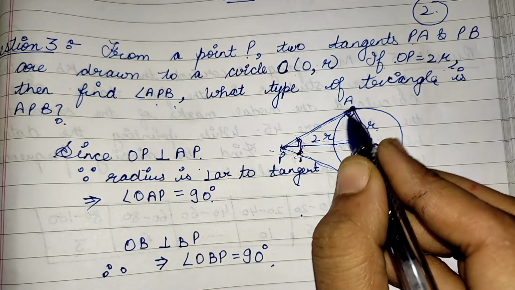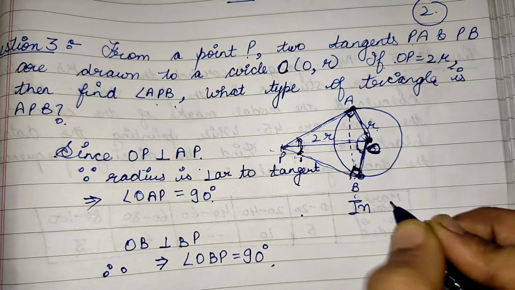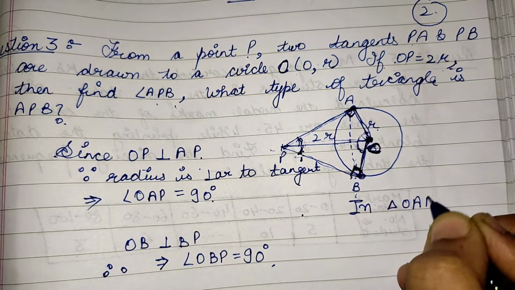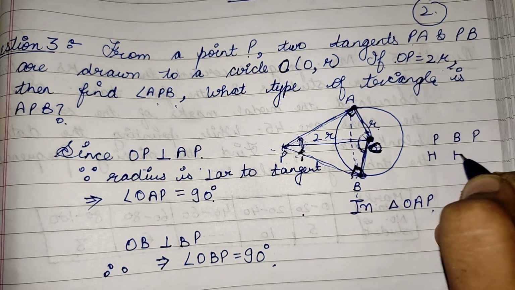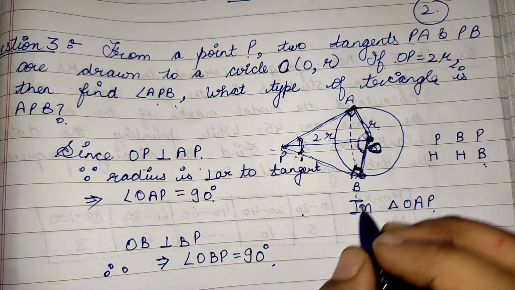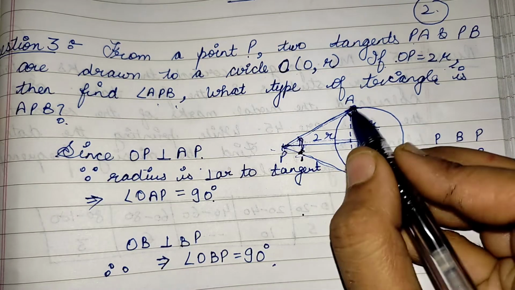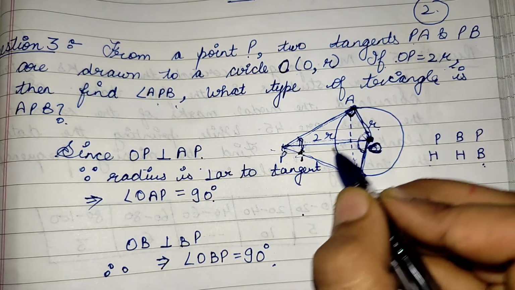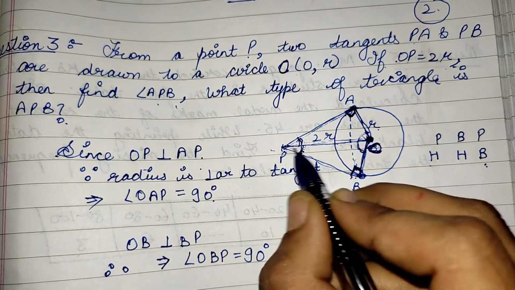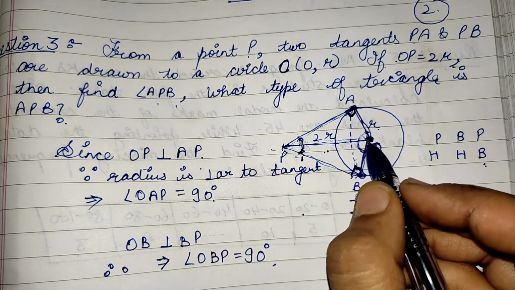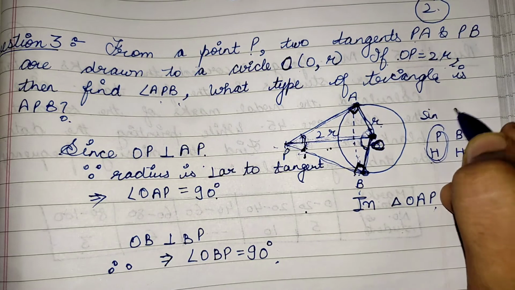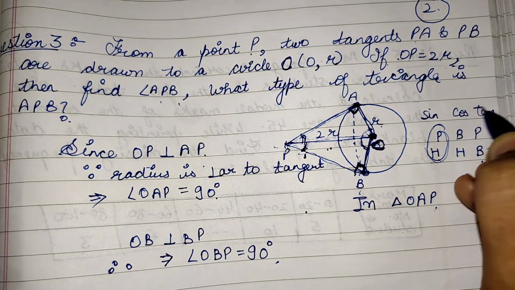So now in this triangle OAP, we can use the trigonometric ratios. What is given to us? If this angle is of 90 degree, then this will be my hypotenuse, and this will be my perpendicular. Sine, this is cos, and this is tangent.